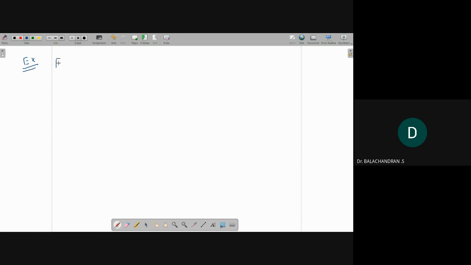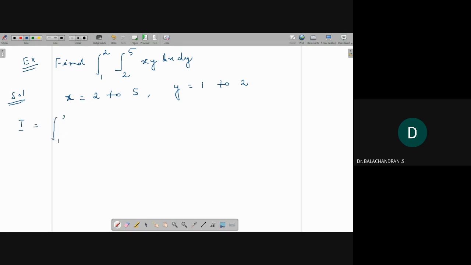Find integral 1 to 2 and then 2 to 5 of xy dx dy. Solution. Here x varies from where to where? x varies from 2 to 5, and y varies from 1 to 2. So I is equal to integral 1 to 2, integral 2 to 5 of xy dx dy. So this is the given form.